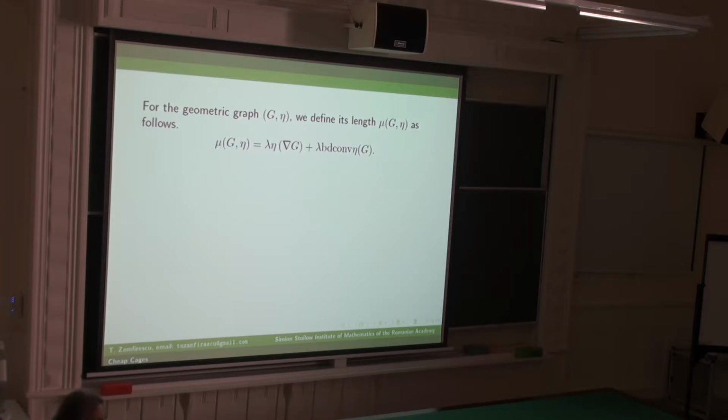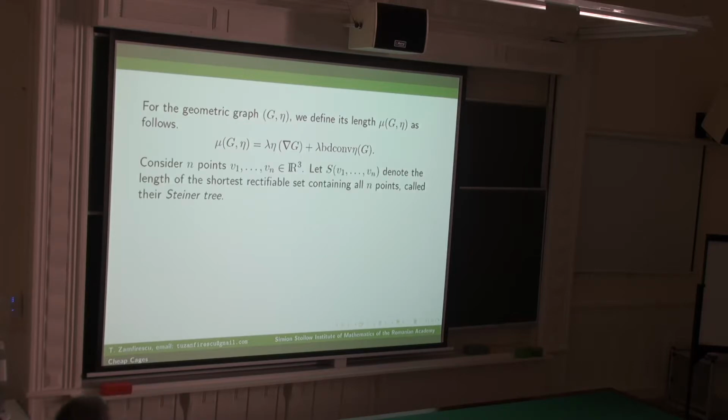And you did not yet see the proof, and you are not going to see the proof, because I have not the time to go into proofs usually, almost never. So S of V1, ..., Vn is the length of the shortest such network, so the length of the Steiner tree associated to those points.